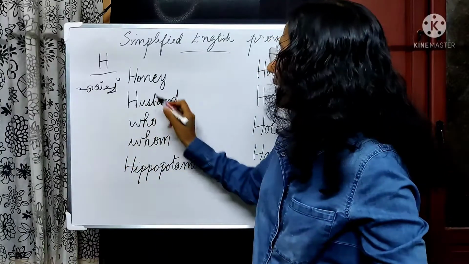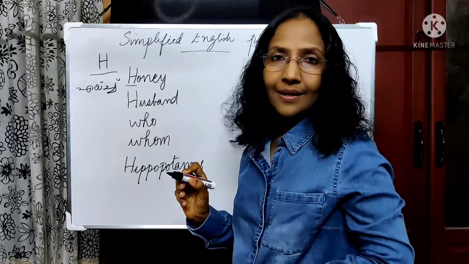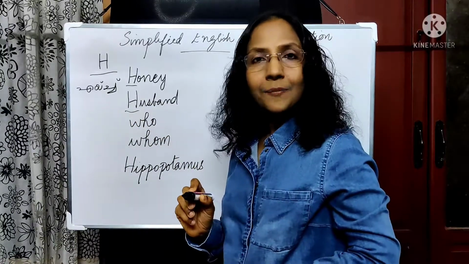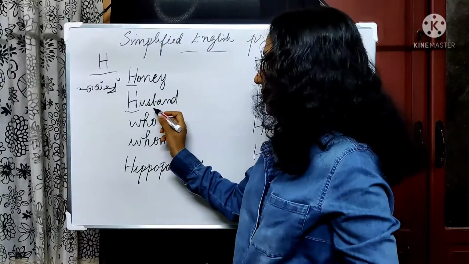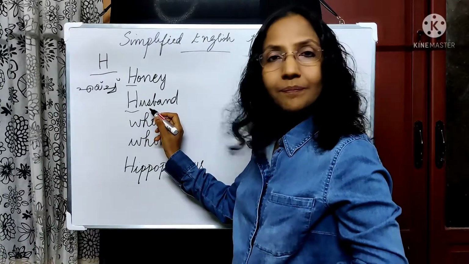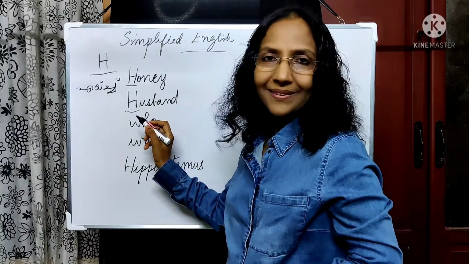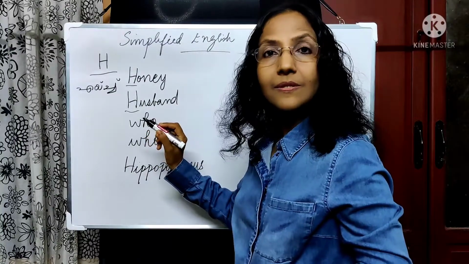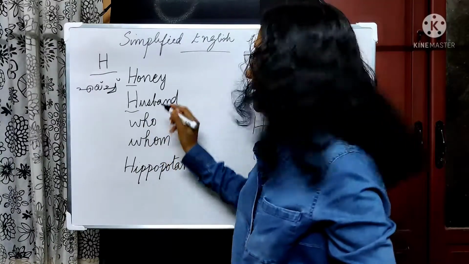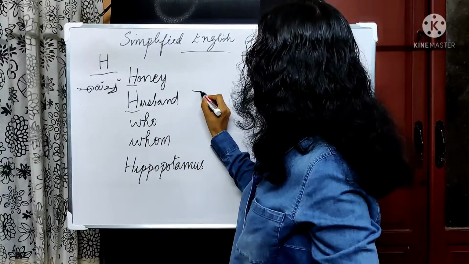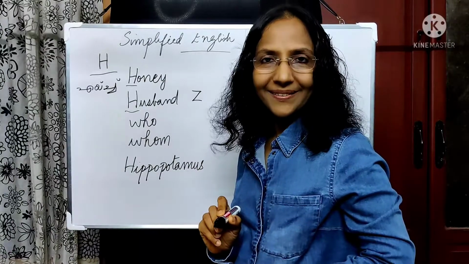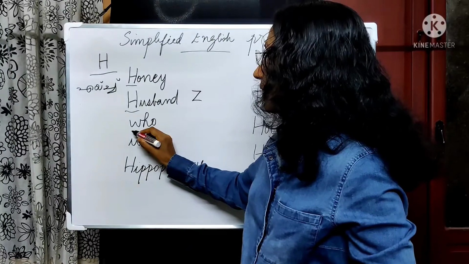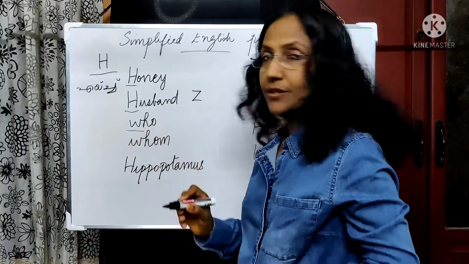Okay, now we begin. H as in honey. H as in husband. How do you utter this sound? H. And how do you pronounce this word? Husband. Remember, it's not s, it's z, z sound. It's husband. Okay, that's the sound, husband. Now here, again, the unphonetic nature of the language.